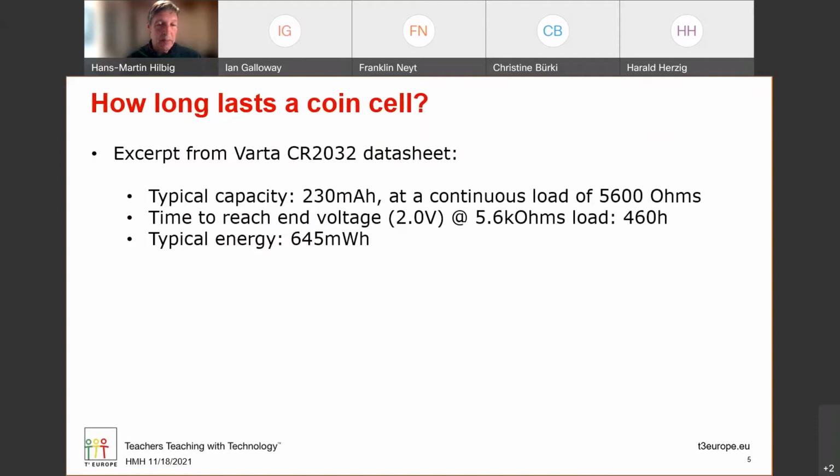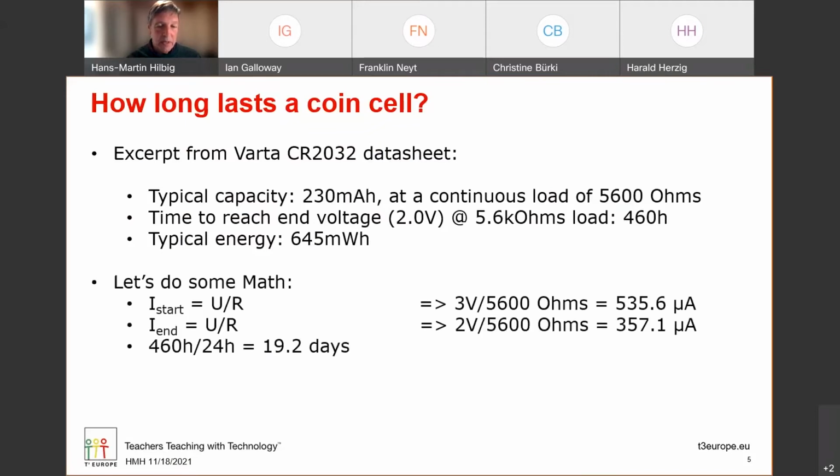The other thing they specify is the time to reach the end voltage of a coin cell, which initially has a voltage of 3.0 volts. To reach the end voltage of 2.0 volts at a 5.6 kilo ohm load takes about 460 hours, which sounds like much, right? 460 hours, this is pretty cool. And the typical energy stored in this coin cell is 645 milliwatt hours.